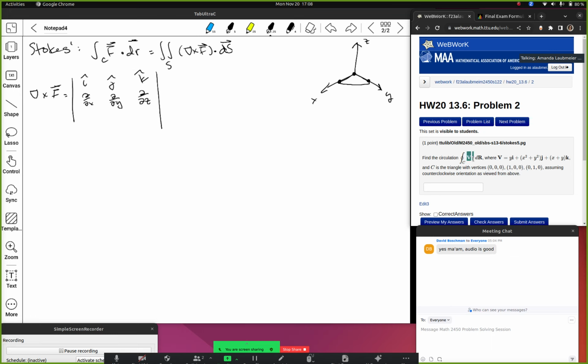And the F in Stokes' theorem is the F that was inside the request for the line integral. So for this problem, that's V, which was given by this equation right here, y i hat, x squared plus y squared j hat, and x plus y k hat. And so I'm just going to evaluate this curl. So for i hat, I'm going to get d/dy of x plus y minus d/dz of x squared plus y squared.